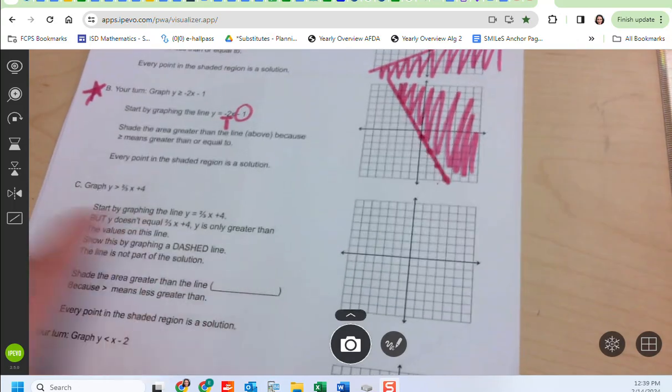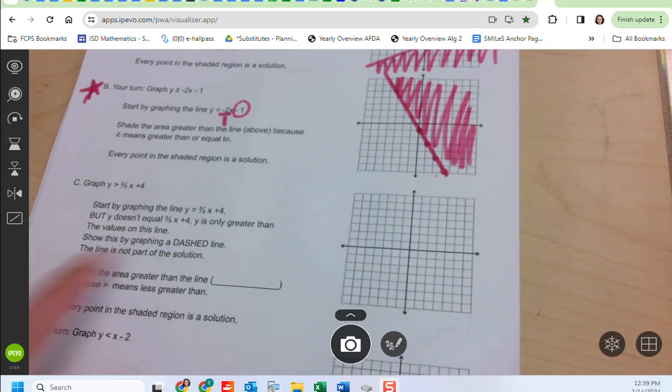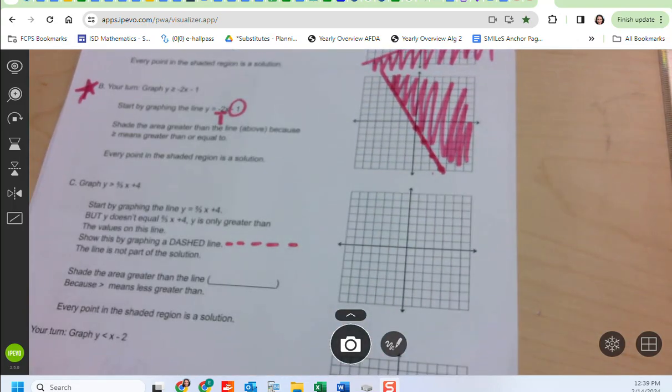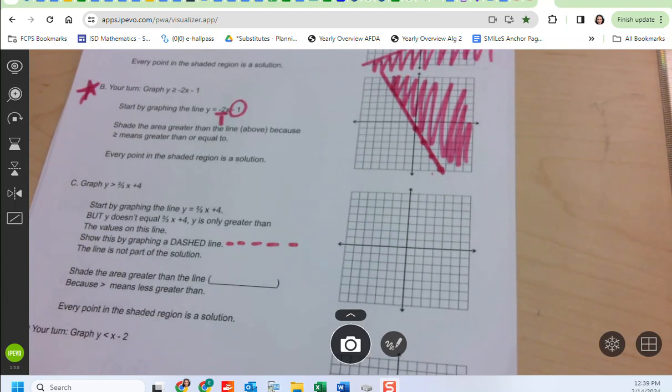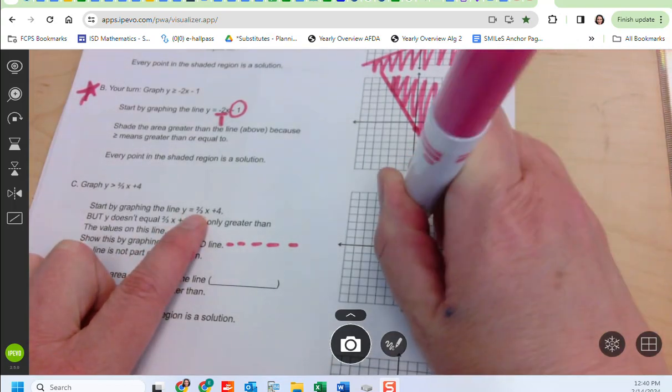So it's only greater than the values on this line, and you show that using a dashed line. So a dashed line is like a wall, but it doesn't include the line, okay? So this time when we graph, we need to do a dashed line like this. Everything else about graphing the line is the same. Where are we going to start our line? At what number? Thank you, yeah. We're going to start our line at 4 on the y-axis.